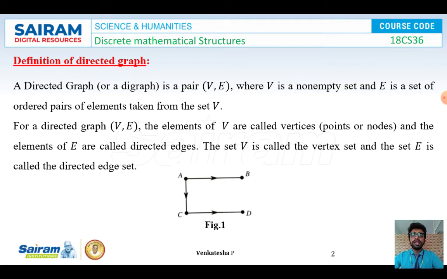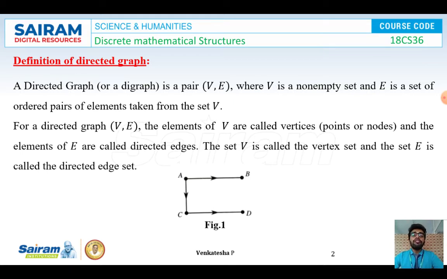First, I will start with the definition of a directed graph. A directed graph is also called a digraph. It's a pair of elements (V, E), where V is a non-empty set and E is a set of ordered pairs of elements taken from the non-empty set V. For a directed graph (V, E), the elements of V are called vertices, also called points or nodes, and the elements of E are called directed edges.